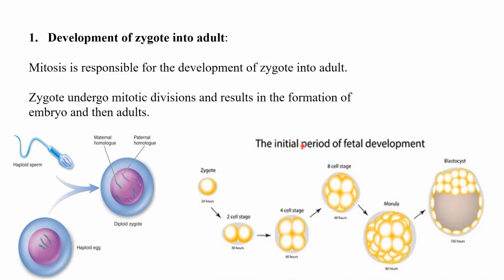In the initial period of fetal development, the zygote undergoes different types of mitotic division. It will form the 2-cell stage, then the 4-cell stage, the 8-cell stage, then the formation of the morula, blastocyst, and up to the formation of the fetus. These all changes are due to the process of mitosis. So we can say mitosis plays a very important role in the development of the zygote into the adult.